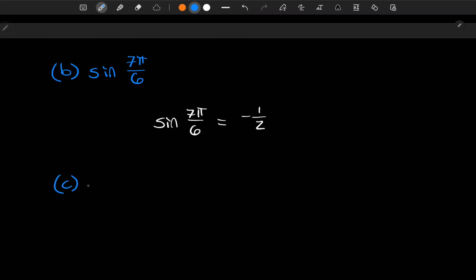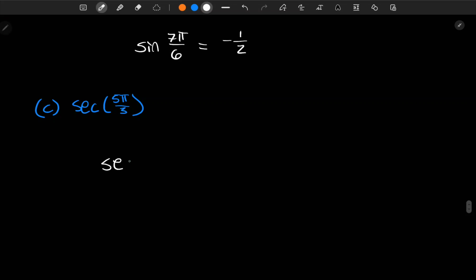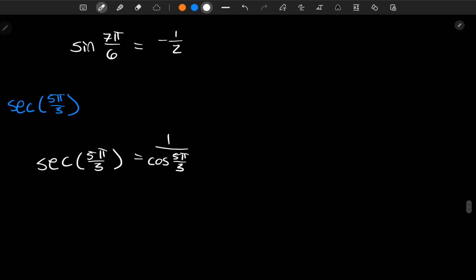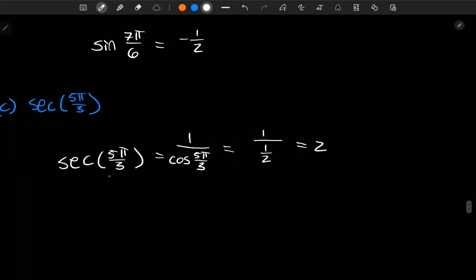Finally, we may be interested in what is the secant of 5 pi over 3. Well, this is rewritten as 1 over the cosine of 5 pi over 3. And the cosine of 5 pi over 3 is equal to 1/2. So this is 1 over 1/2, which is equal to 2. So the secant of 5 pi over 3 is 2.